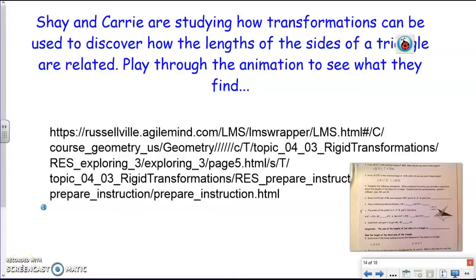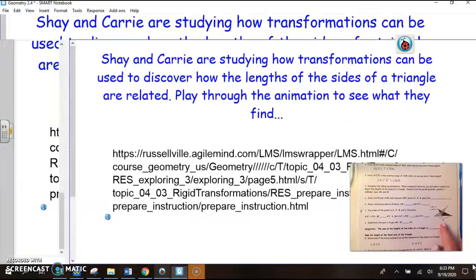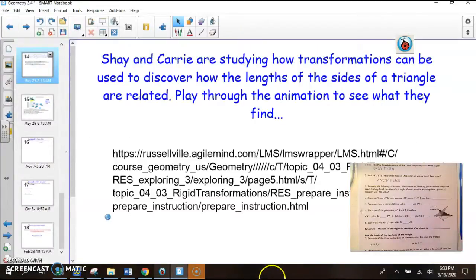Okay, as I was saying at the end of that last video, we're going to look at a transformation here, but we're not going to actually do it ourselves. So I just want to show you where the picture from your notes comes from. It tells us that Shay and Carrie are studying transformations.